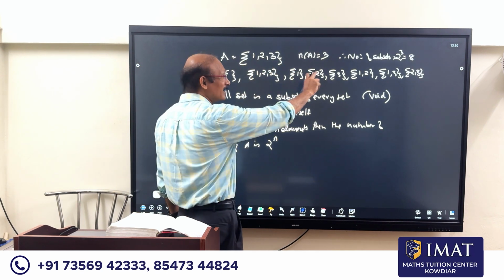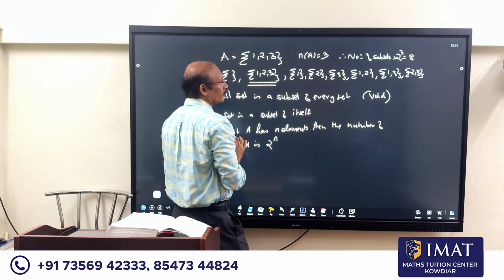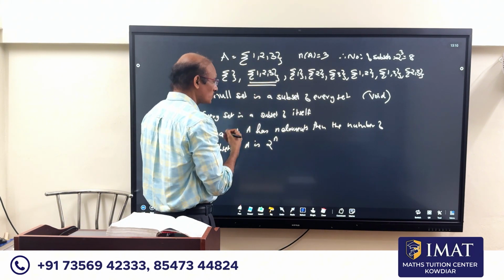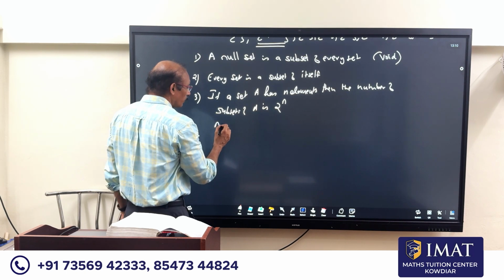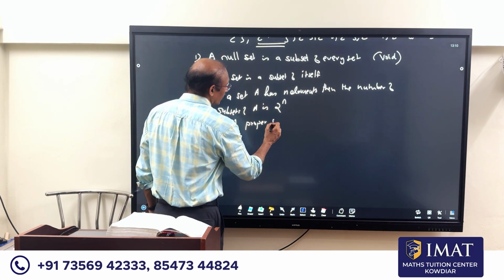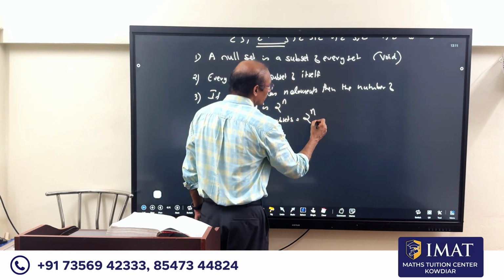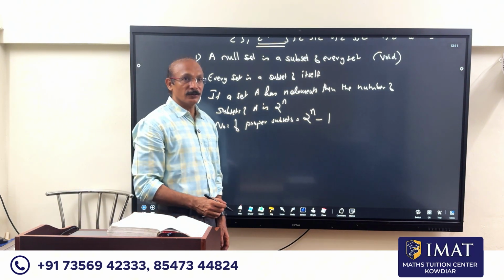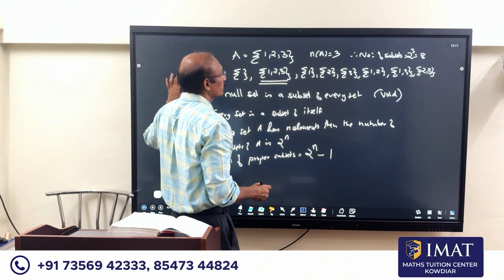Now in these 8 subsets, there is one subset which is the set itself, and you should know that this is an improper subset. So suppose a question is asked, what will be the number of proper subsets? You'll say 2 raised to n minus 1. I hope this point is clear to you. So that's about subsets. I hope this point is clear.